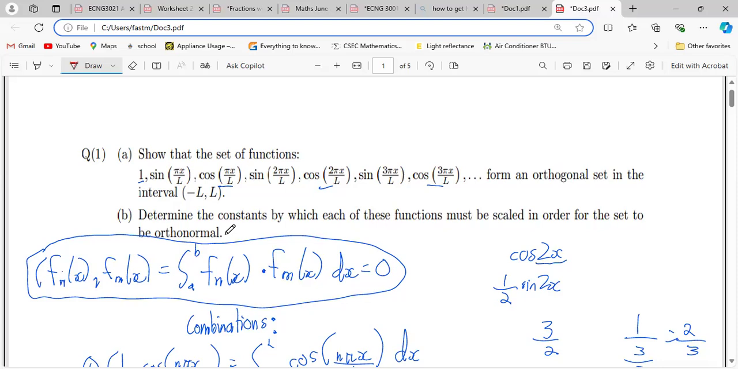So you do that, get a 0, it's orthogonal. For orthonormal, you do the square, pick one, square, and get it not equal to 0, so you have to get it equal to something. Then if you want to know what you have to scale it by to end up with 1, most of the time it's just 1 over the square root of whatever the answer was.